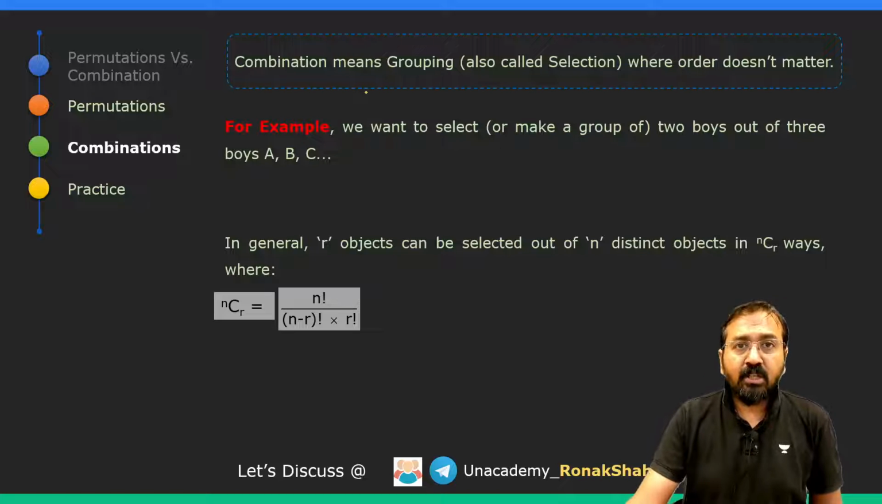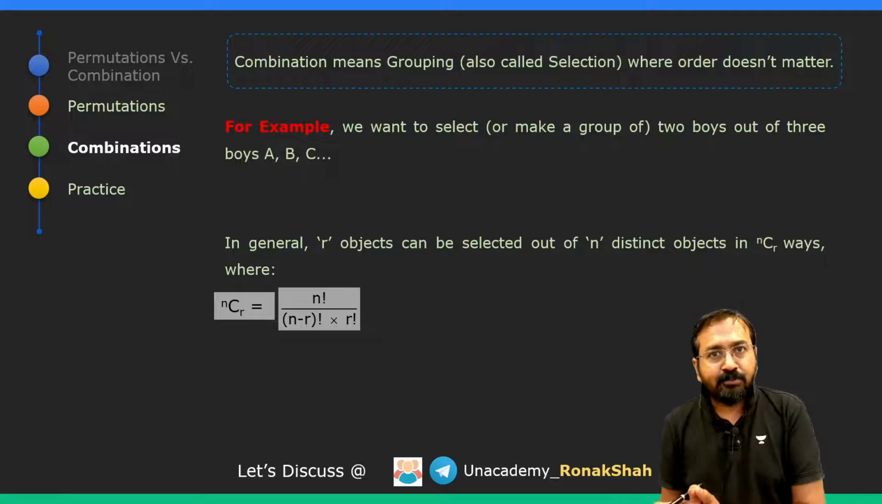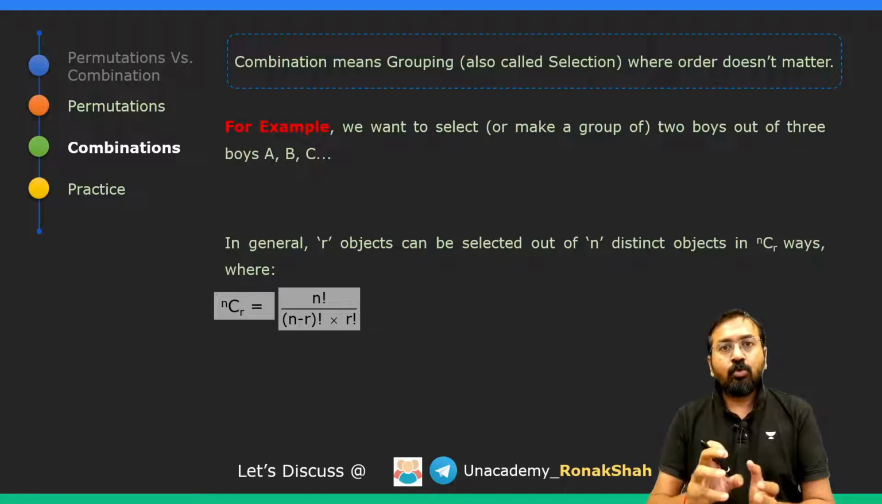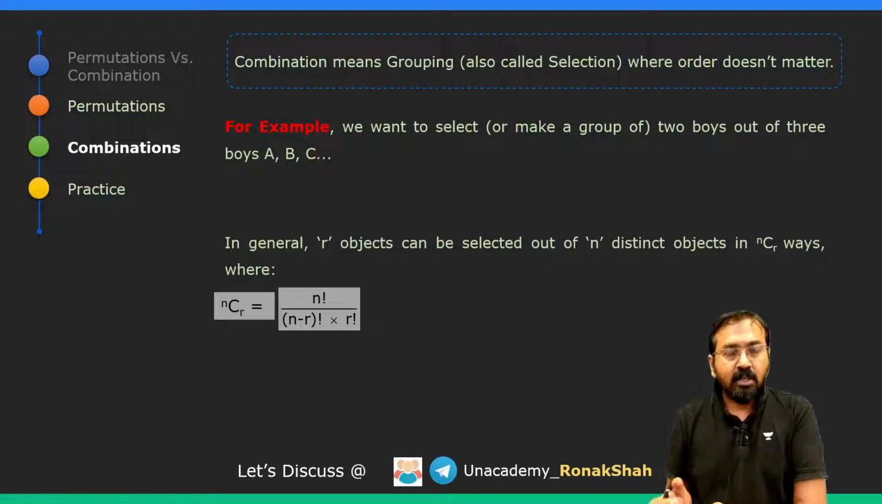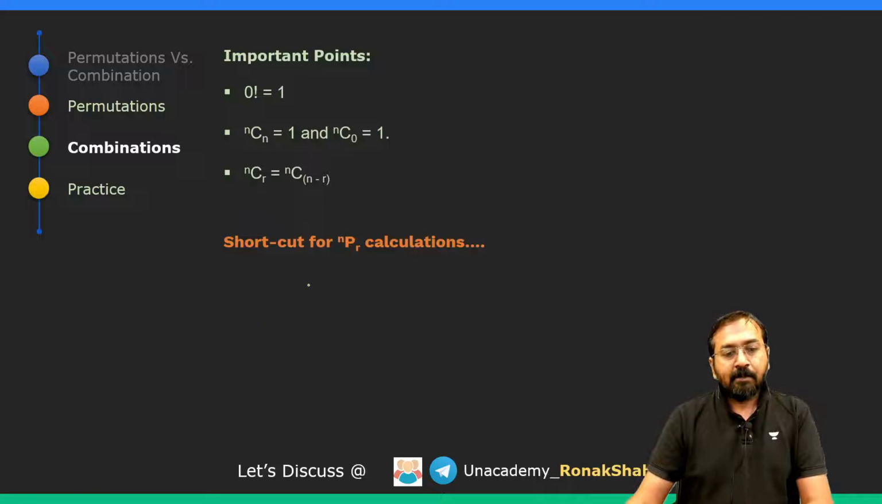So as I mentioned earlier, combination means grouping or selection where order doesn't matter. For example, there are 4 students and you want to create a team of 3 students, right? So here order doesn't matter, whether you are taking A, B, C or C, B, A, it doesn't matter. So it can be done in nCr ways. So for example, 3 students out of 4 students can be selected in 4C3 ways, right?